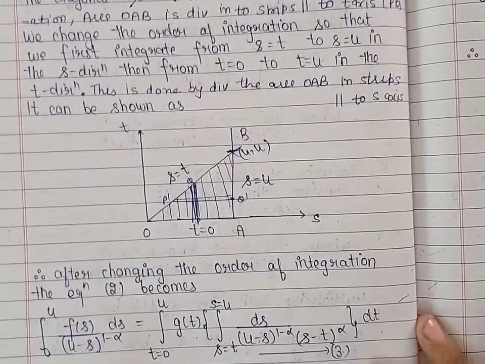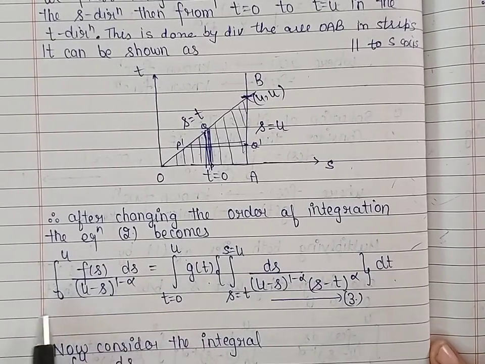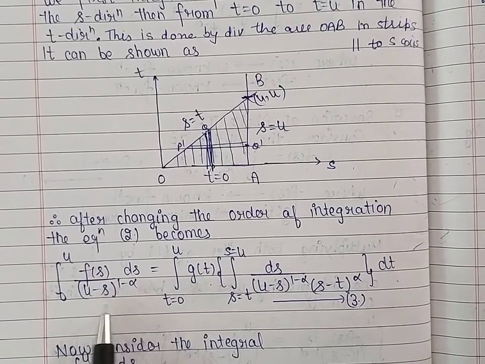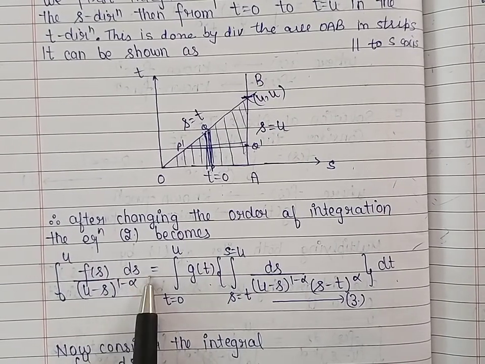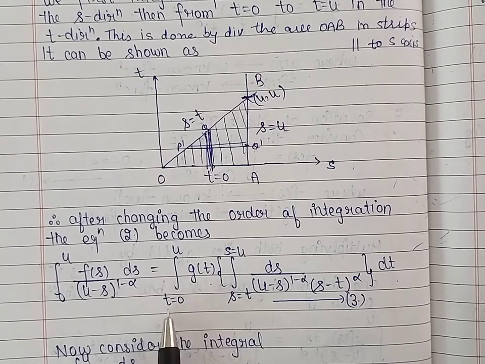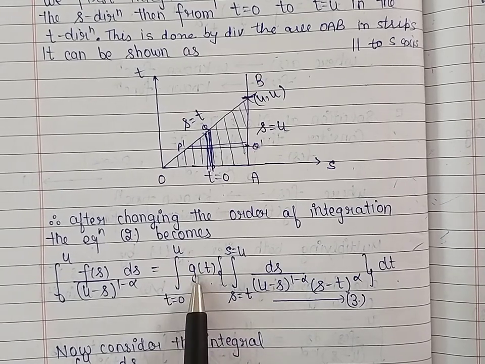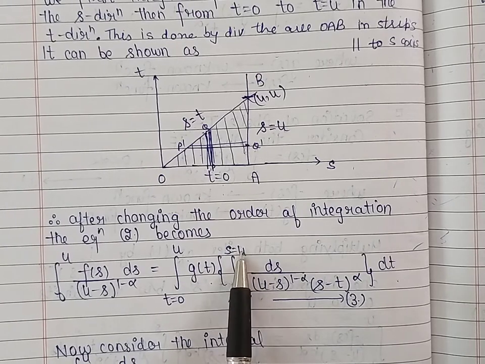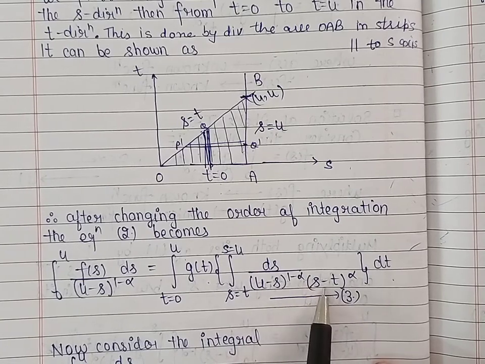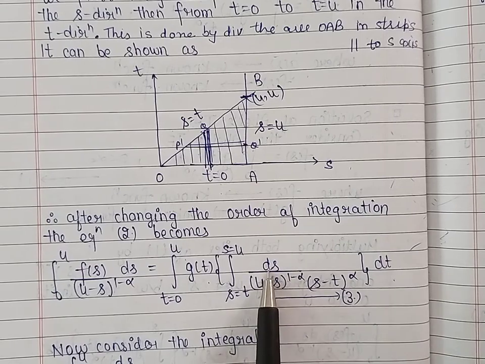Now after changing the order of integration, our equation second becomes integral 0 to u f(s) upon (u minus s) raised to the power 1 minus alpha ds is equal to, now here our first integration is from t is equal to 0 to t is equal to u, g(t) integral s is equal to t to s is equal to u 1 upon (u minus s) raised to the power 1 minus alpha into (s minus t) raised to the power alpha, and this integration is with respect to s.